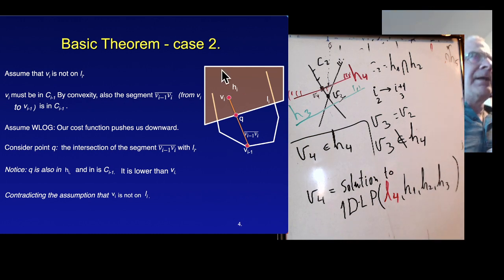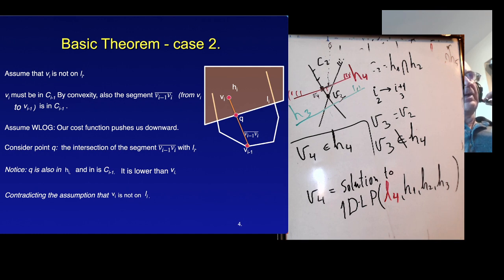So let's see the general scenario. Here is Vi minus 1. That's the lowest point that I could reach before Hi appeared. Next, Hi showed up, and Vi minus 1 is not in Hi. What the theorem tries to tell us is that the new solution, Vi, must be on Li itself, on the floor of Hi, on the line Li itself.